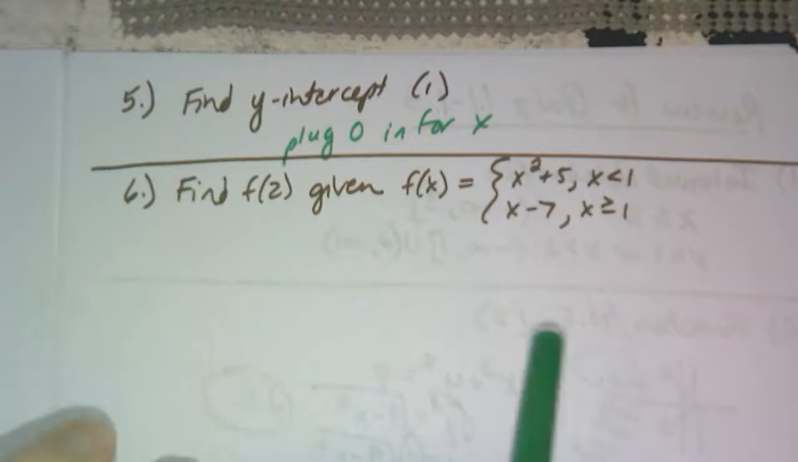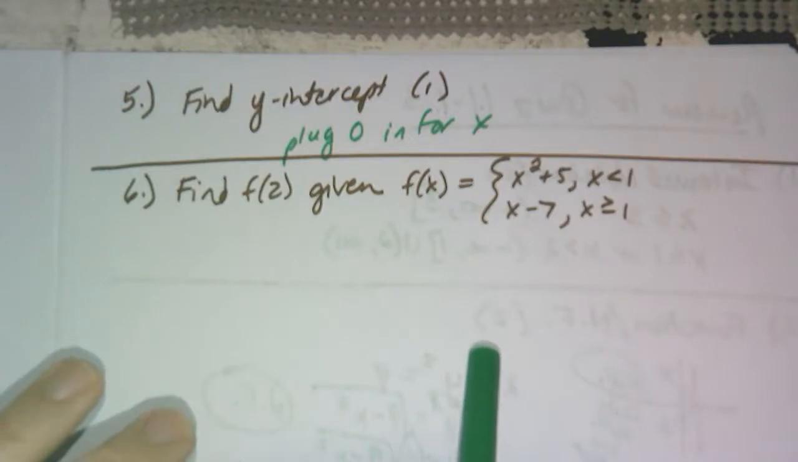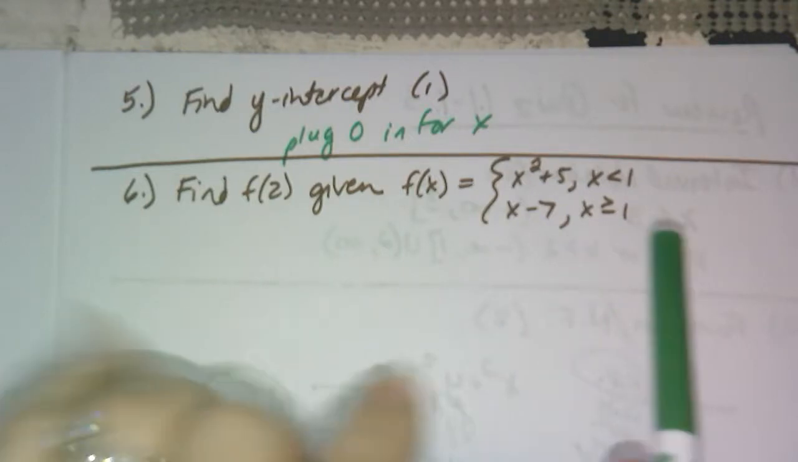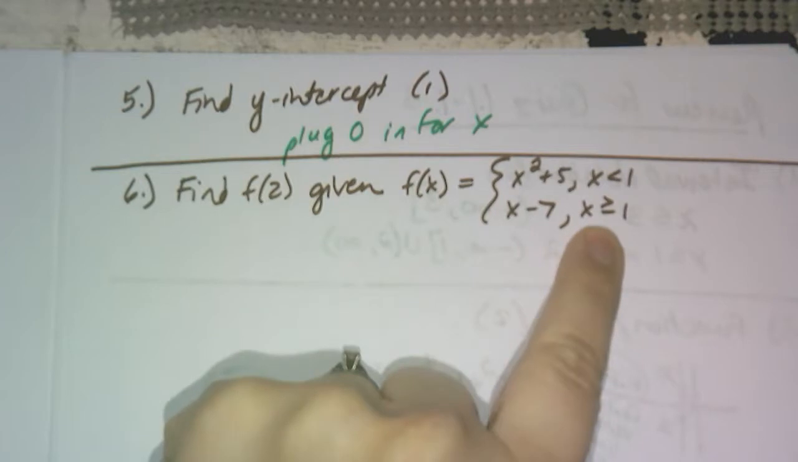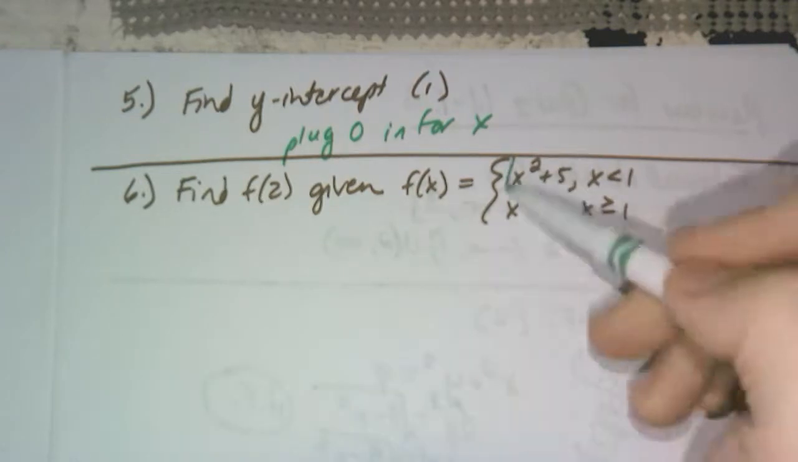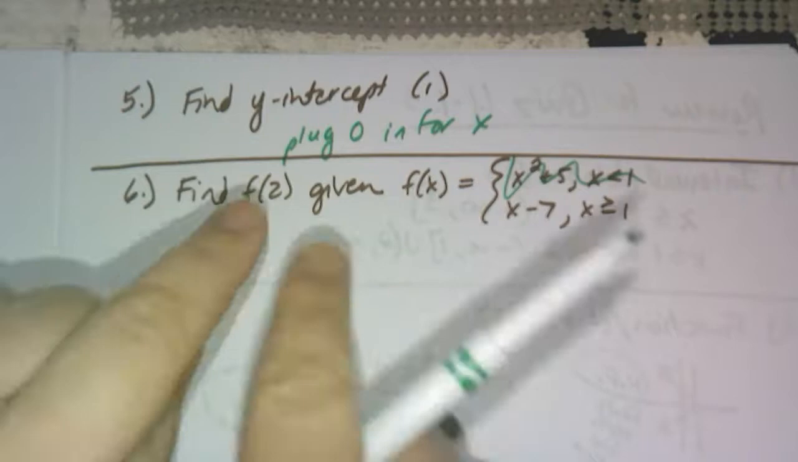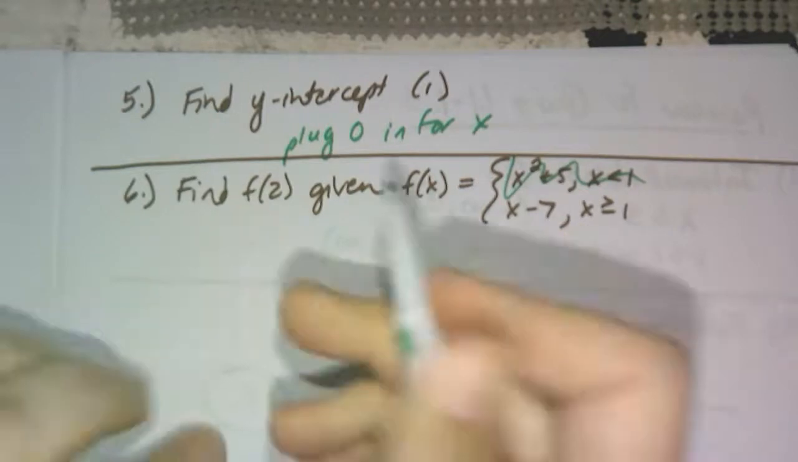So if I said, okay, find f of 2, find the function for 2. Which piece am I really looking at? The bottom one. Why the bottom one? Because 2 is greater than 1. 2 is greater than 1. That's your domain right there. So you don't even worry your little heart about that guy. You just plug 2 into the bottom one.